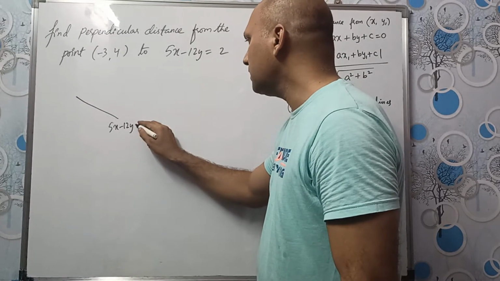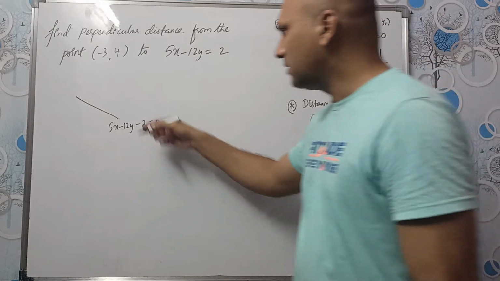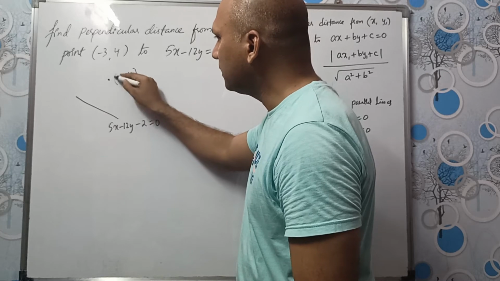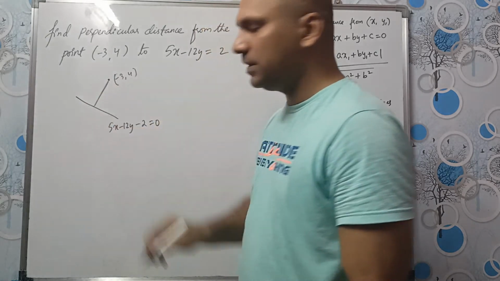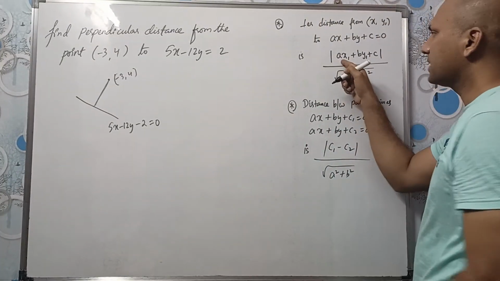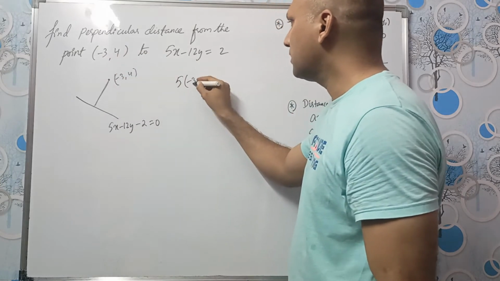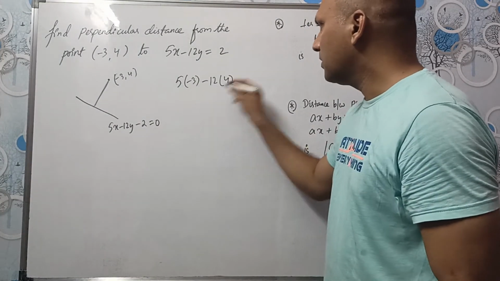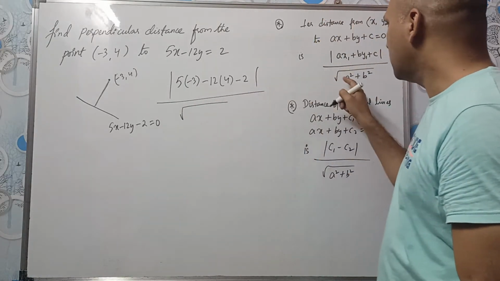5x minus 12y minus 2 is equal to 0. I am writing this plus 2 on the LHS. Now there is a point (-3, 4). We need to find the distance of this point from this straight line, which means we need to find the perpendicular distance only, right? Let us apply this formula. a is how much? 5. So 5 in place of x1, minus 3, minus 12 into y1, minus 2. This is inside the mod, divided by root of a square plus b square.